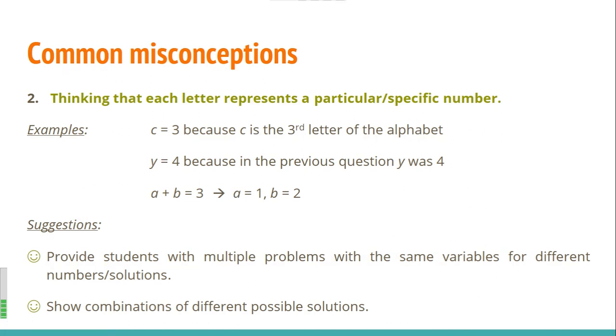The second misconception is assigning a particular value to a particular letter, such as A equals 1, B equals 2, C equals 3, and so on, or associating a particular number to a letter based on previous answers. The suggestion here to avoid or address this misconception is to provide students with multiple problems with the same variables for different numbers or solutions, or to show combinations of different possible solutions.